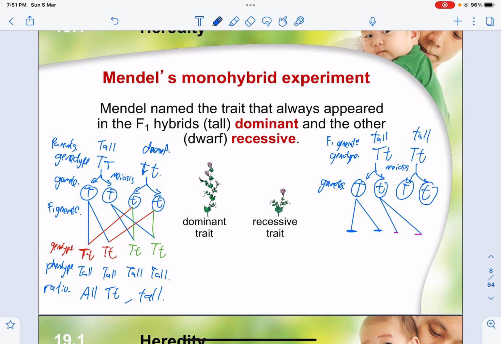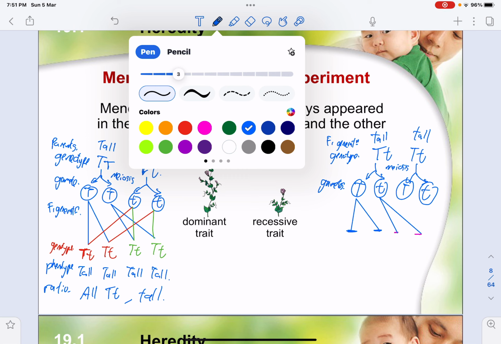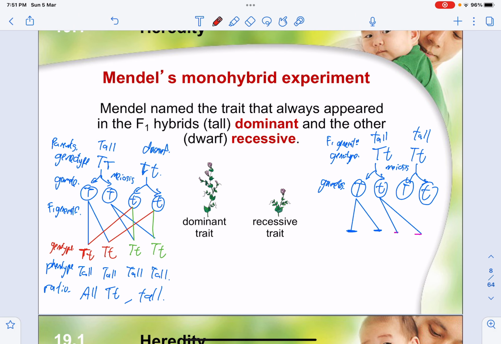So for each of these, you just have to choose one parent. Start with only one parent. You can do the right one or the left one, it doesn't matter, but start with just one parent, draw the two lines first. And make sure that they are positioned underneath each of the gametes. Then after that you match them up with the opposite parent. So this is one. What you will get is the genotype for the F2 generation.